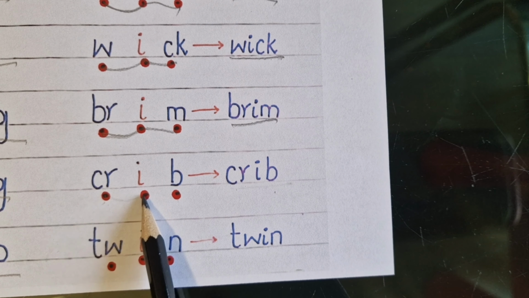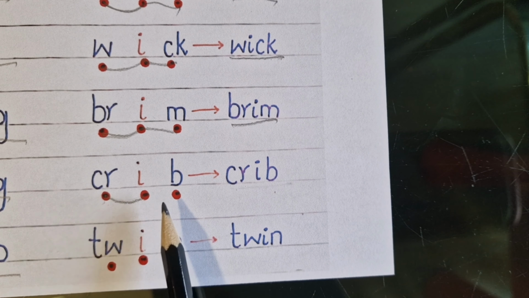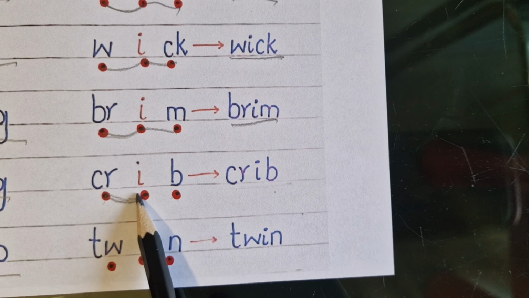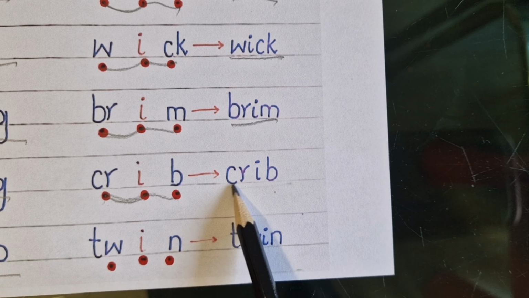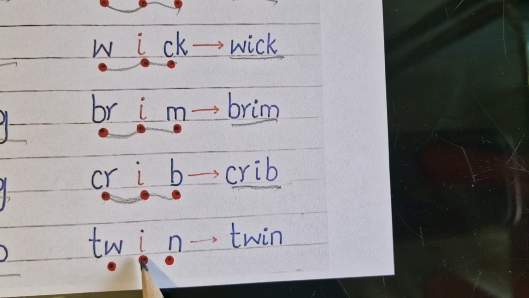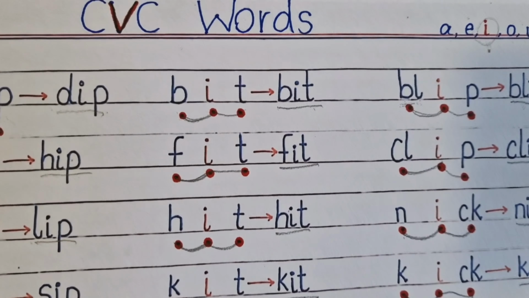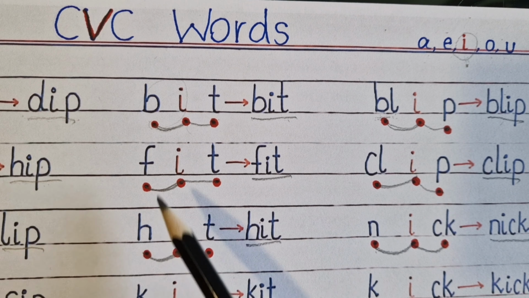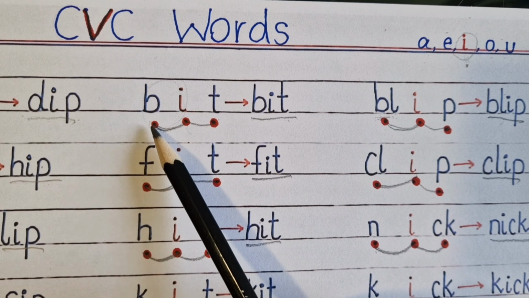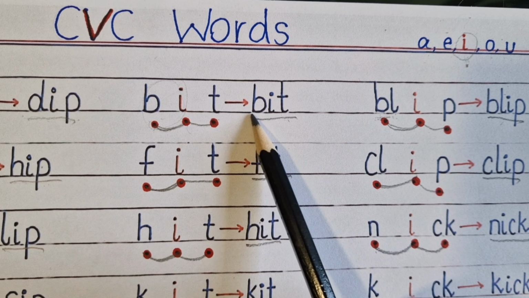Cr, i, b, crib. Tw, i, n, twin. So these are all CVC words. So this is the way we blend first two letters and then three letters together and make a new word.